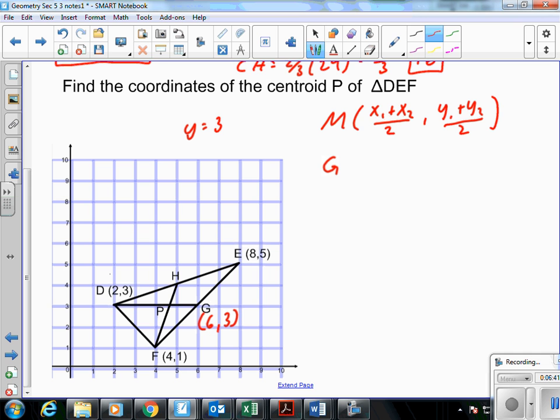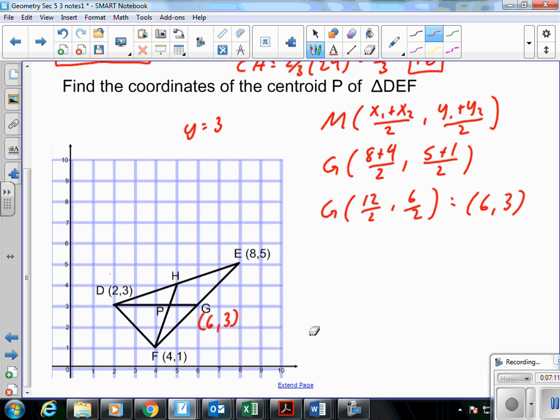So for G, we would have been using the coordinates for E and F. So the x's would have been 8 and 4. So 8 plus 4 divided by 2. And the y's would be 5 plus 1 divided by 2, which would have given us the coordinates 12 over 2 and 6 over 2. Or simplify those two fractions and we get 6, 3, which is exactly what we got by looking at it.